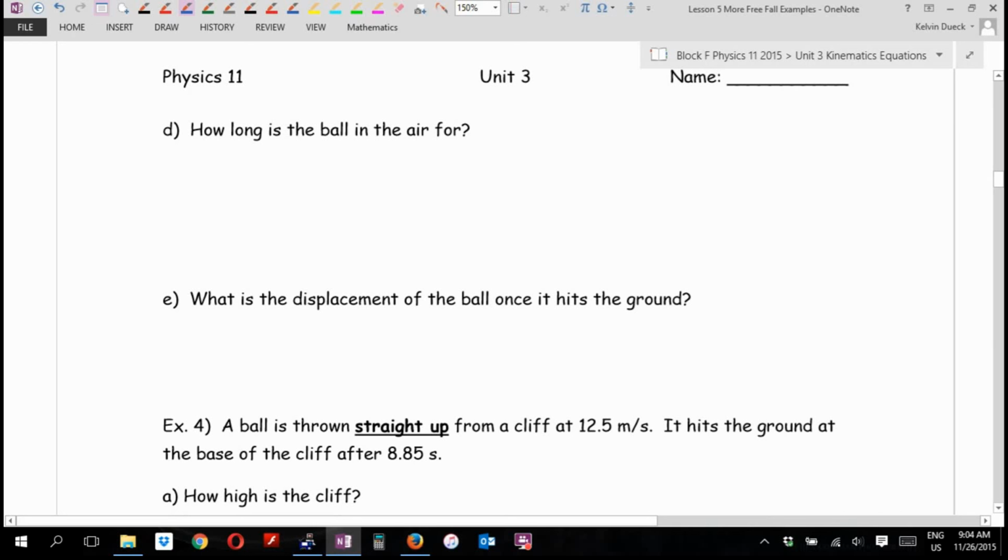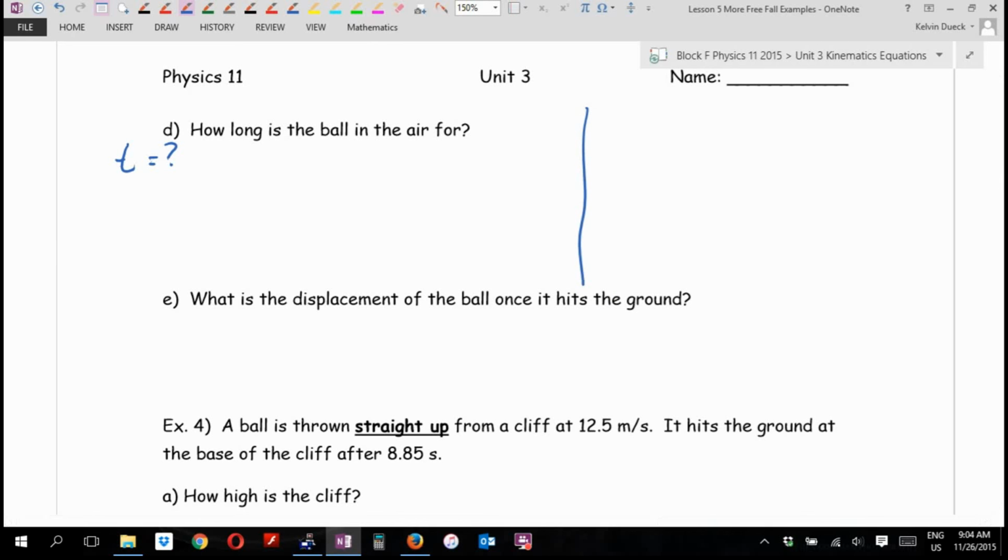How long is the ball in the air for? What's this question asking me to find? There's two ways to do this. So I want you to draw a little line about two-thirds of the way over.